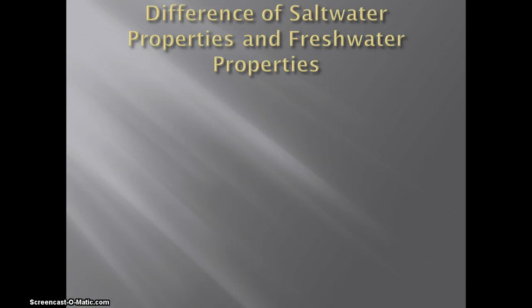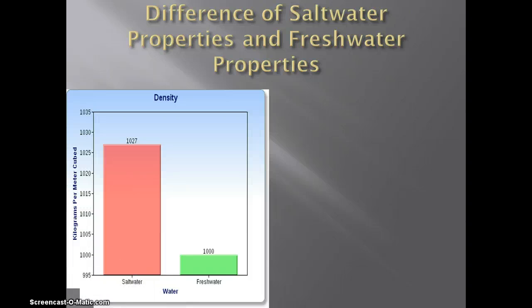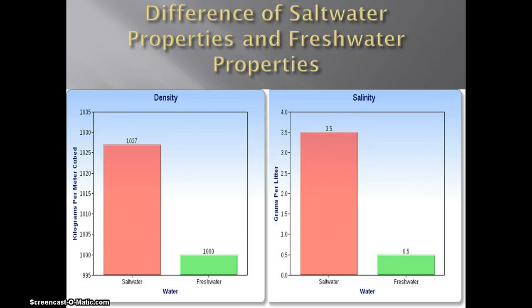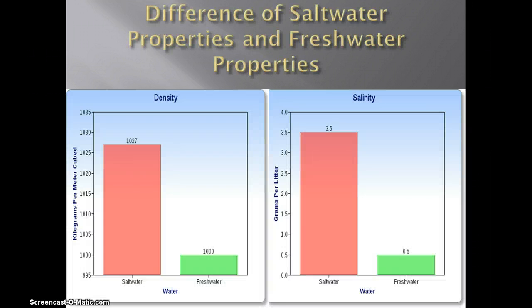The difference of saltwater properties and freshwater properties. The density of saltwater is 1,027 kilograms per meter cubed, while freshwater is 1,000 kilograms per meter cubed, and the salinity for saltwater is 3.5 grams per liter, and freshwater is 0.5.